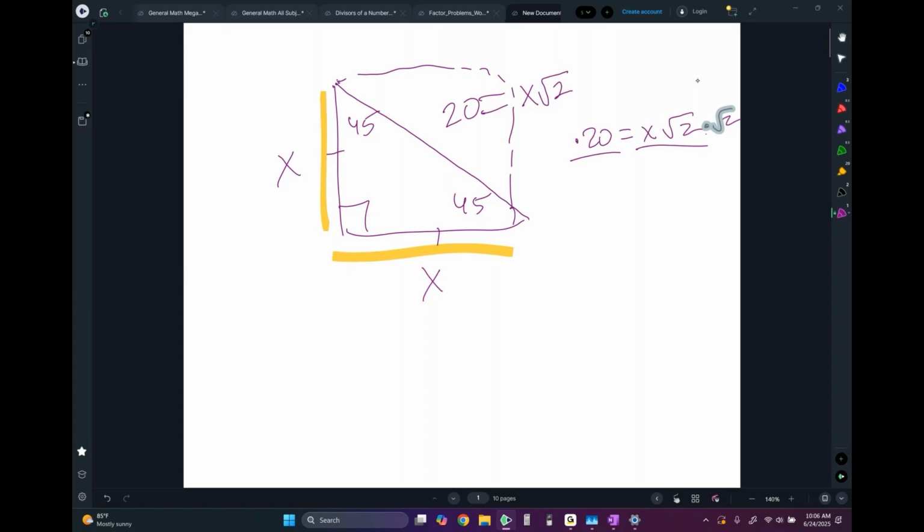What is root 2 doing to x? It's multiplying. So what if we divided by root 2? Yeah, divide by root 2 then. All right, so what does that do? These knock each other off. That makes 1, so we get x, right? So x is equal to 20 divided by root 2.